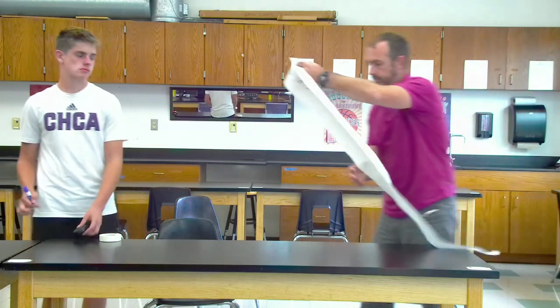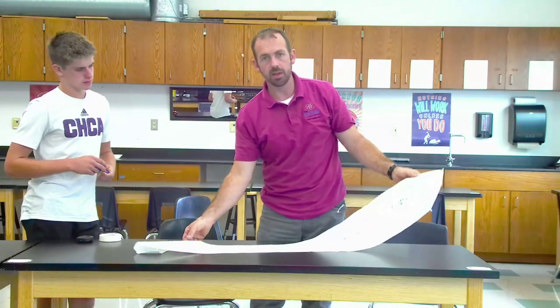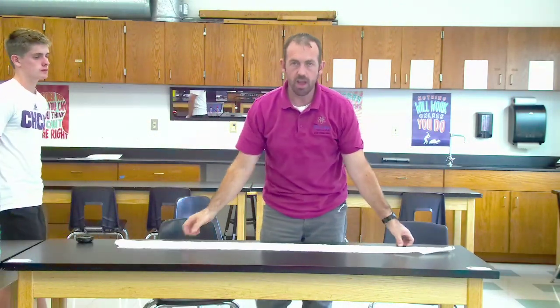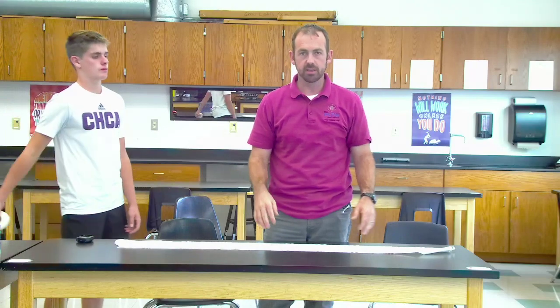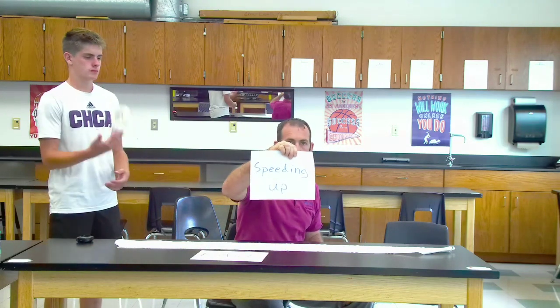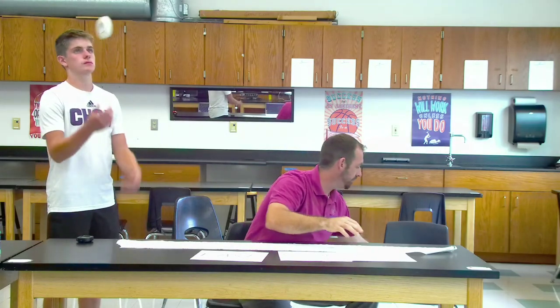So your final product for this is going to be a piece of paper towel about 5 or 6 feet long, and it should have 4 different sets of dots. One for going constantly at a fast speed, one for speeding up, a third one for slowing down, and then a fourth one for going slow. 4 different colors, and you should be able to analyze that.